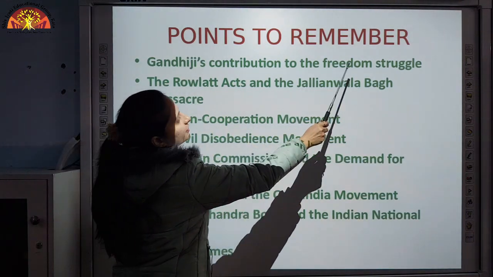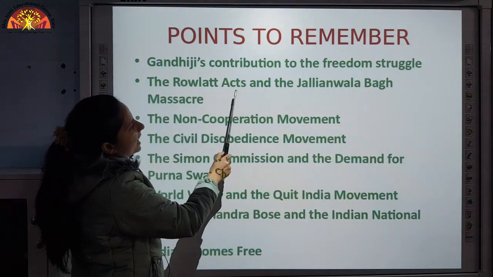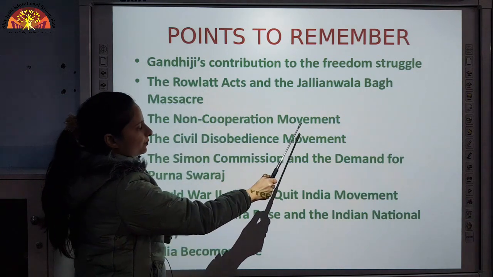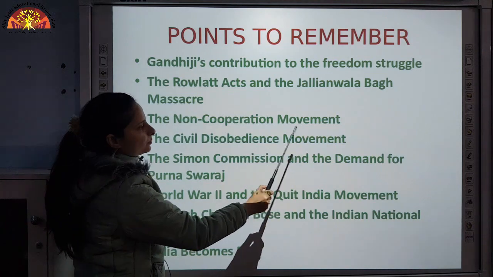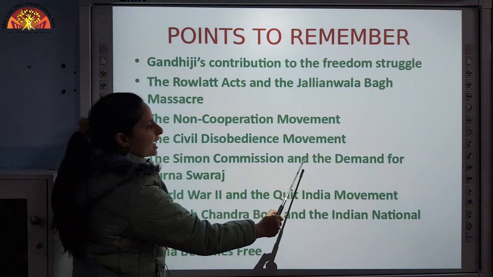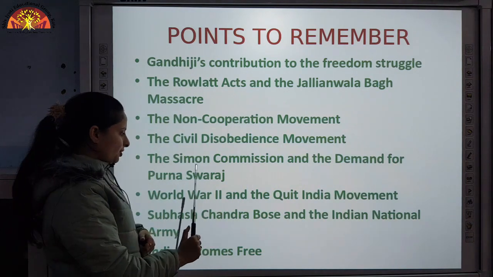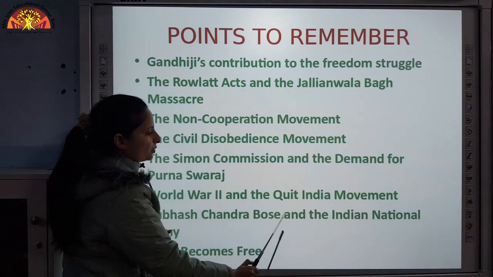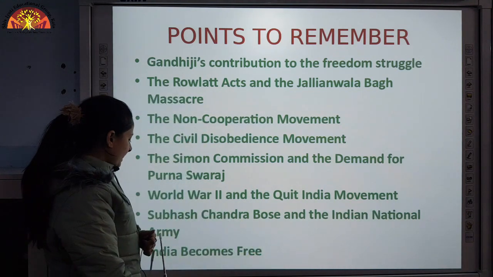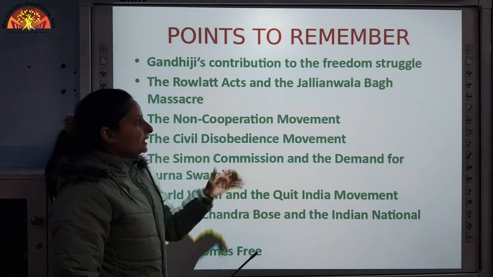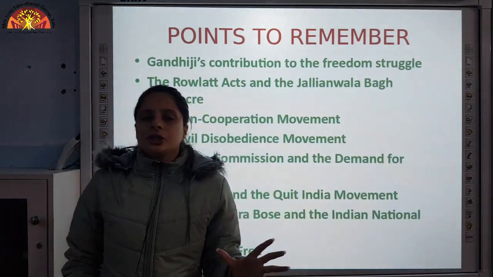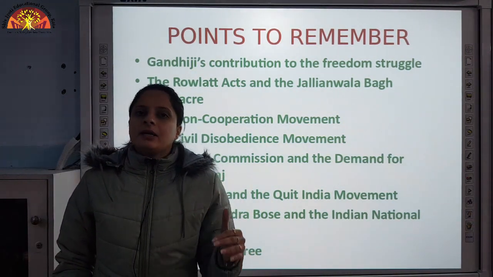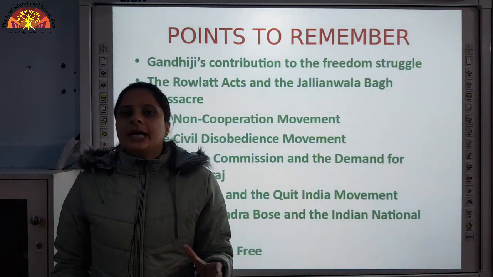Gandhiji's contribution to the freedom struggle, the Rowlatt Acts and the Jallianwala Bagh massacre, the non-cooperation movement, the civil disobedience movement, the Simon Commission and the demand for Puna Swaraj, World War II and the Quit India movement, Subhash Chandra Bose and the Indian National Army, and finally India becomes free. These were the topics covered in your chapter, and please go through the chapter again and complete your book work and copy work.